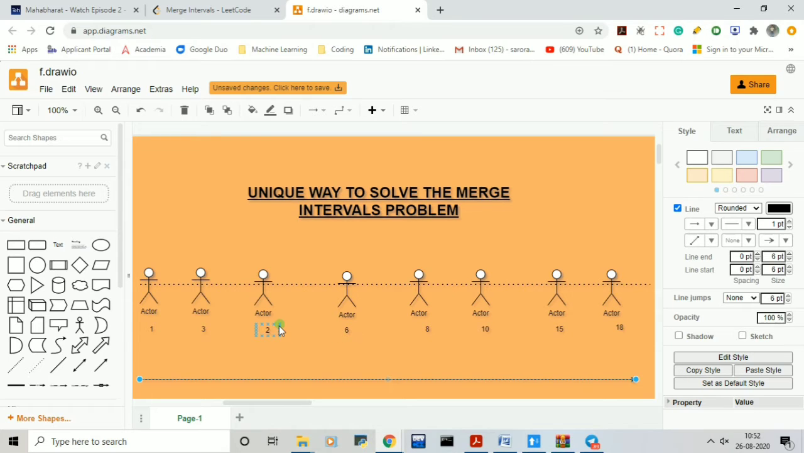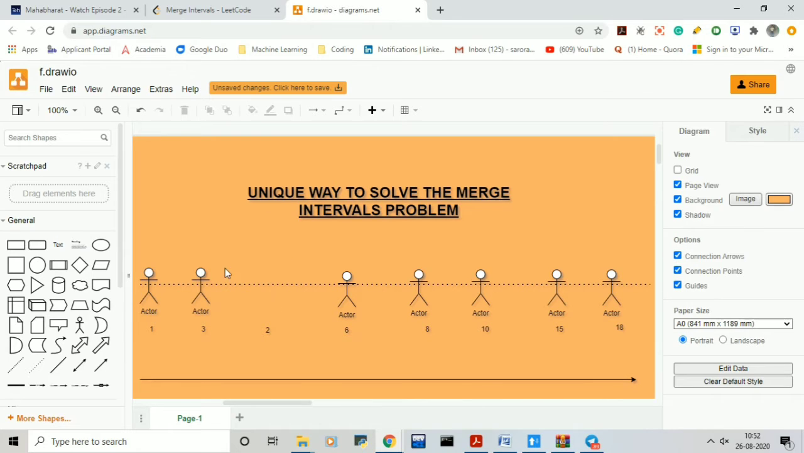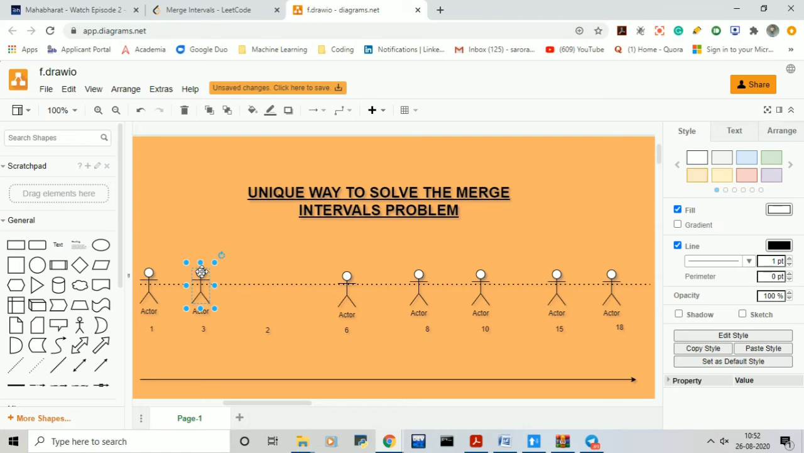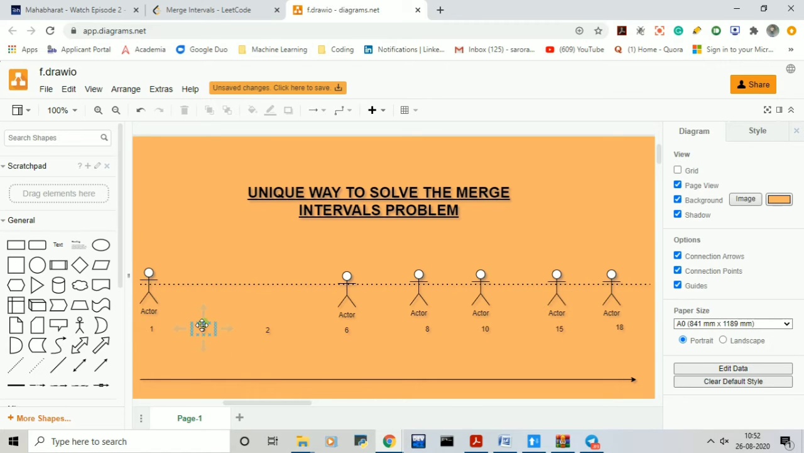So we thought, okay, these two intervals, 1 comma 3 and 2 comma 6, should be combined, right? So in that case, we don't need this, and similarly we will not need this. And then we clearly understood that this is going to be one interval. So now our new intervals are 1 to 6, 8 to 10, and 15 to 18.